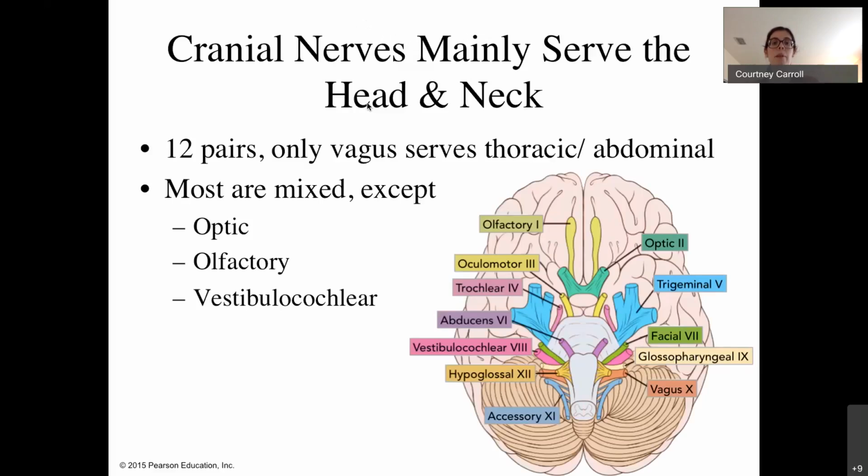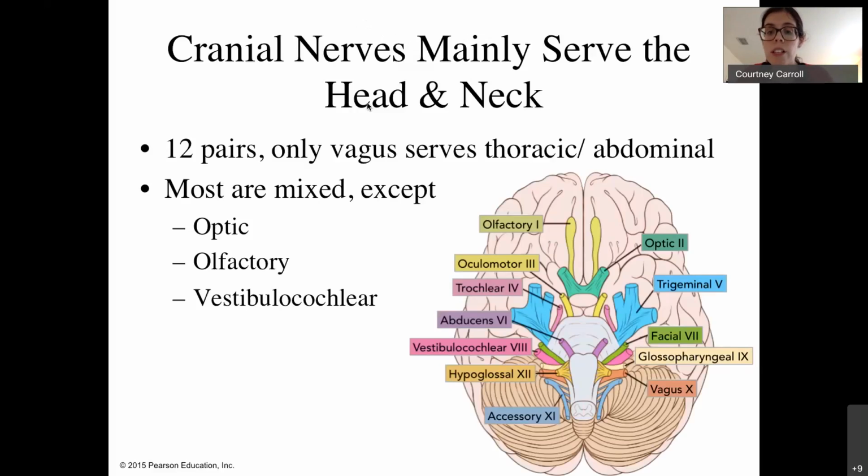So we'll start by talking about our cranial nerves. Your cranial nerves serve mainly your head and your neck. These are nerves that come out of your brain. So there are 12 pairs of them. And the vagus nerve is the only nerve that serves your thoracic and your abdominal cavity.